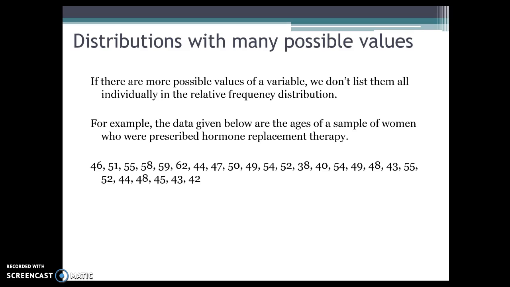Let's look at a different type of distribution. That's when you've got more possible values than you want to list. So I made up this data set, which might be a sample of the ages of women who were prescribed hormone replacement therapy. You can see here we've got a lot of different possible values for the variable. They range from the lowest, I believe, is 38, and the highest is 62. So you're not going to want to list all of those values. So what we're going to do instead is we're going to create a grouped frequency distribution.